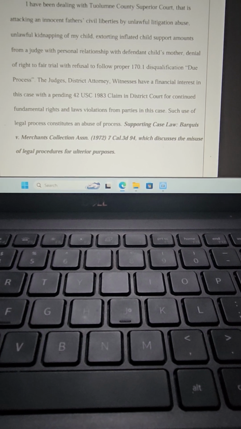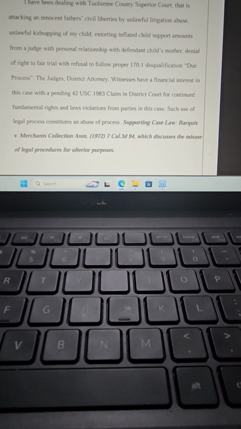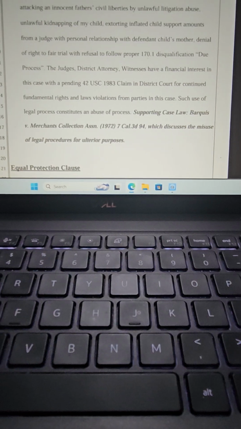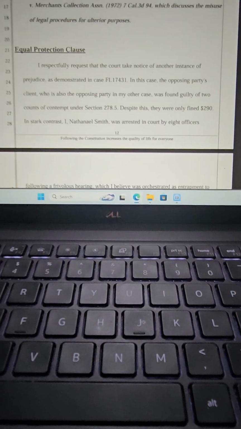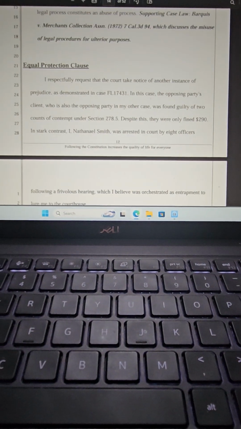Supporting case law. Barquez v. Merchant Collection, which discusses misuse of legal procedures for ulterior purposes. That's Kevin Siebert. He's abusing his authority. And the federal court's going to come down on him, I promise you.